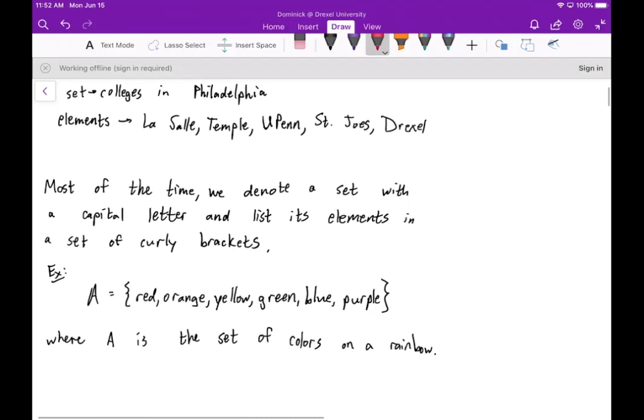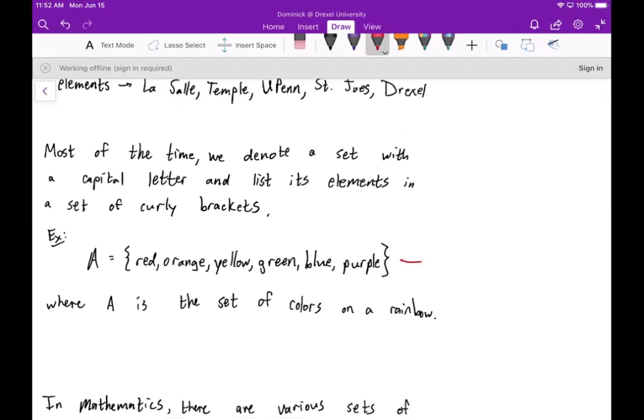Now, most of the time we'll denote a set with a capital letter and list its elements in a set of curly brackets. So something like this, right? So here we have the capital letter A denoting this set, and then we're just listing the colors red, orange, yellow, green, blue, and purple, where A is the set of colors on a rainbow.